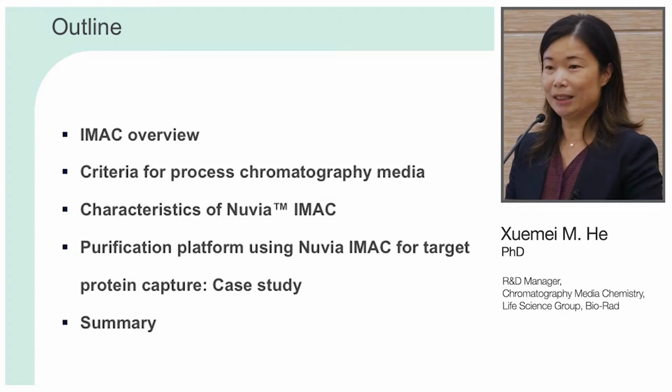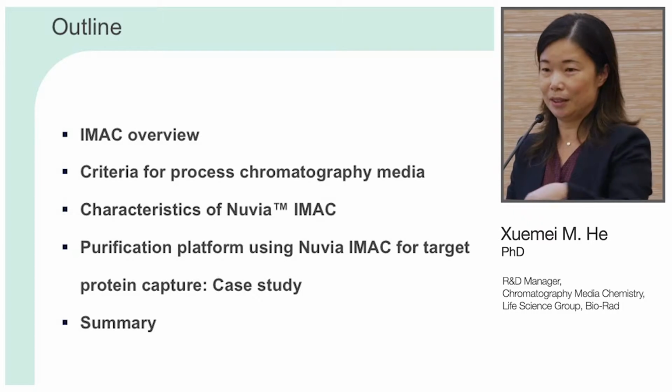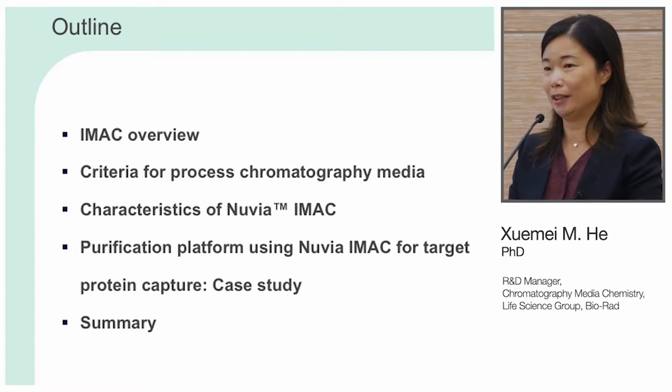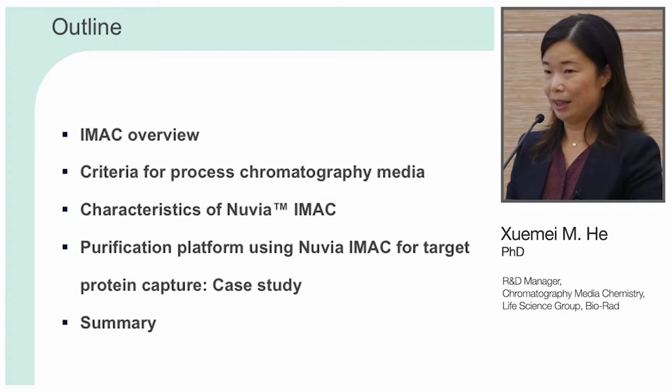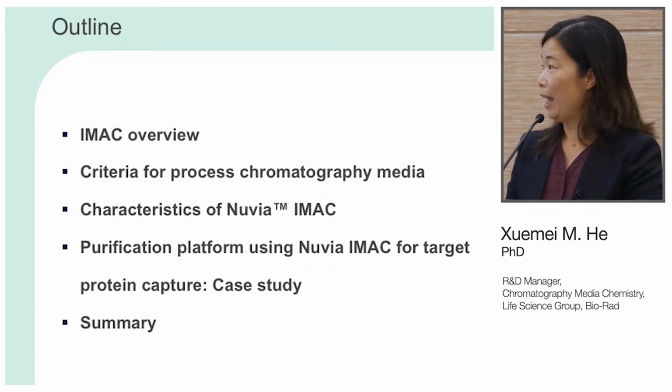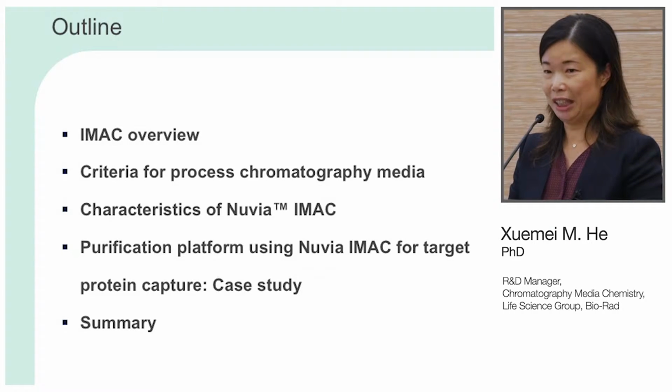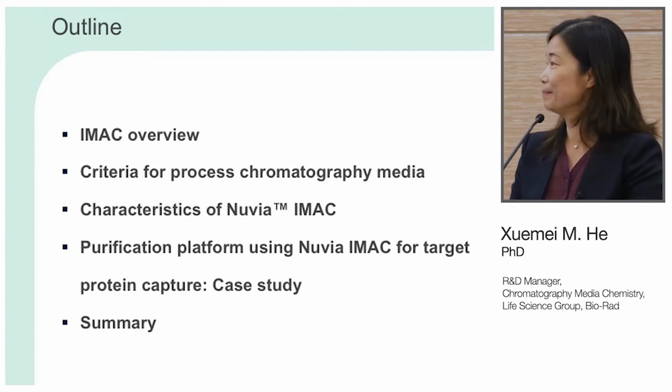But I want to mention the additional criteria for chromatography resins used in process chromatography. Because we are talking about large columns, we need to process a huge amount of material. So the beads must have some special features in order to meet all those requirements for production. Then I'm going to talk about a case study where we use Nuvia IMAC for the capture of the target molecule and how we deal with the impurities unique to this process. And at the end, I will wrap up my talk with some thoughts about this new platform.